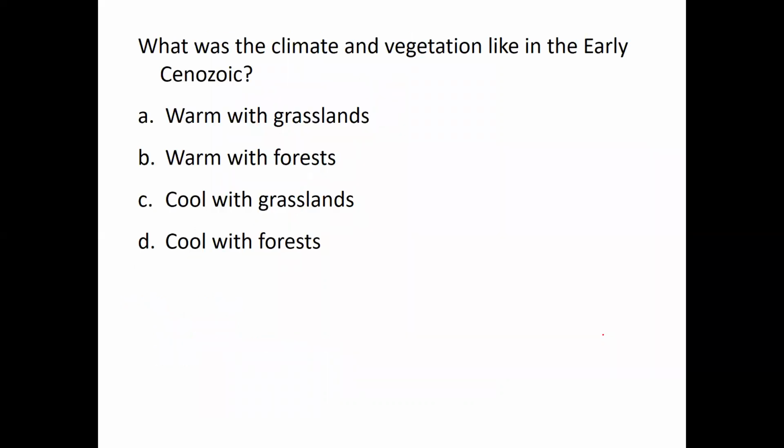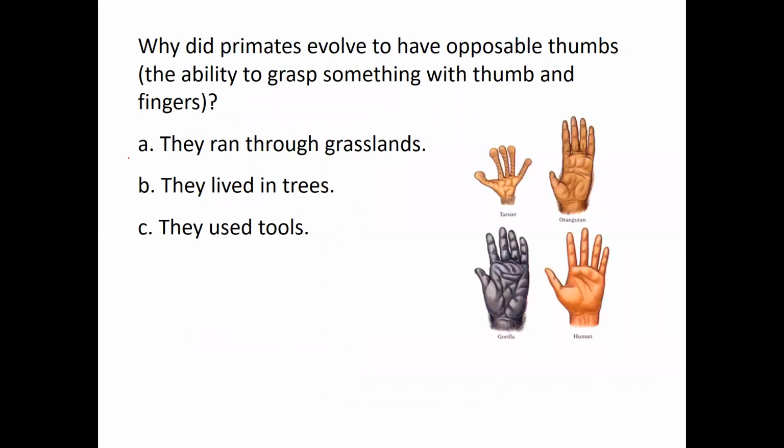So what was the climate and vegetation like in the early Cenozoic? When we talked about Cenozoic earth and life, was it warm with grasslands, warm with forests, cool with grasslands, cool with forests? Well, it was warm with forests.